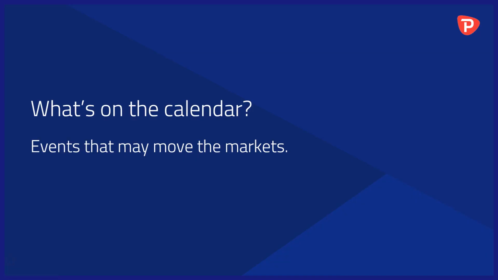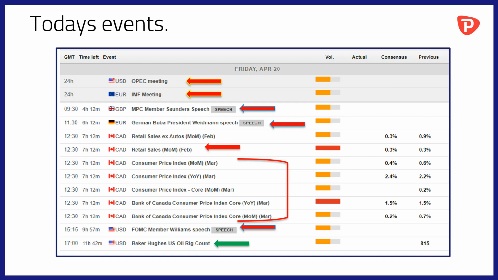What's on the calendar? Events that may move the markets today. Quite an interesting calendar today, and headlined by two key meetings. First of all, OPEC are meeting in Saudi Arabia. We'll look at that meeting in more detail later in the video. And secondly, we have a meeting of the IMF ongoing today as well.